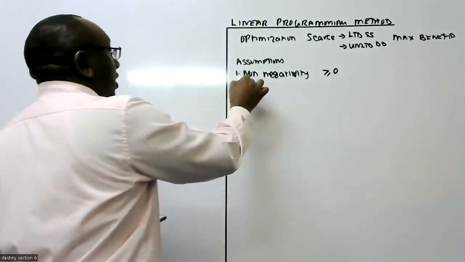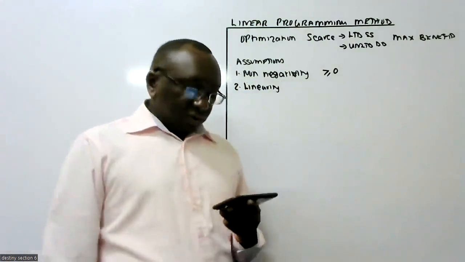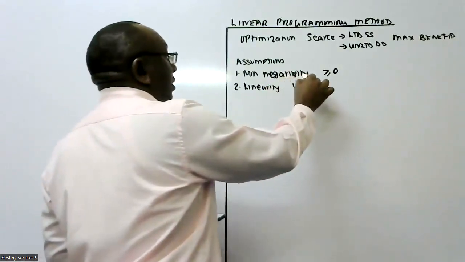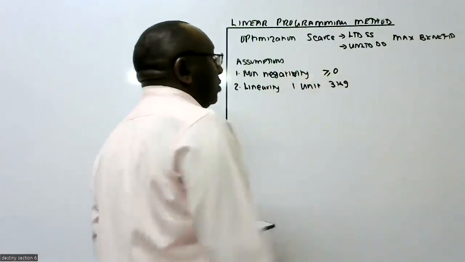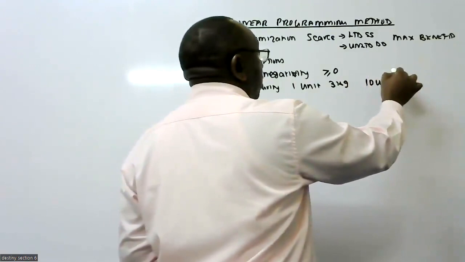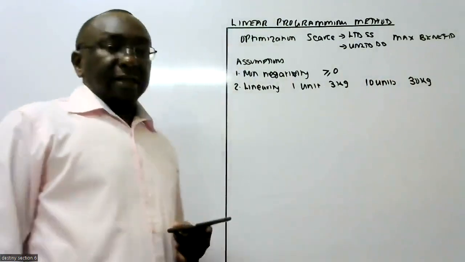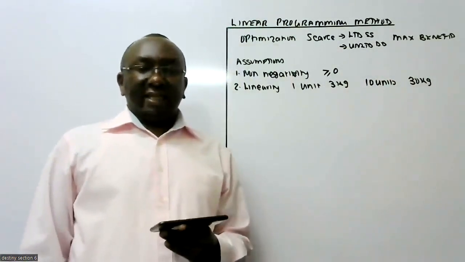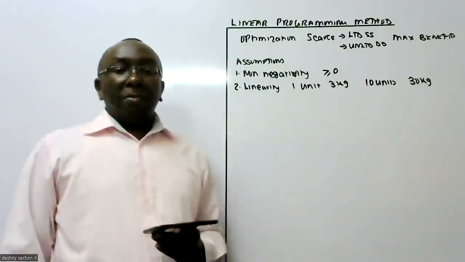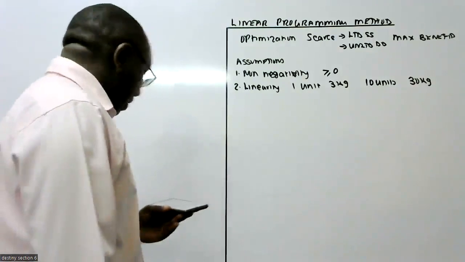Number 2 is called linearity. Linearity implies that the values change in a direct proportion. For example, if 1 unit is using 3 kilos, then it means that 10 units will use 30 kilograms. That's called linearity. Some people prefer to call it proportionality. They change in a direct proportion. And this is the assumption that when we start to draw, will be giving us straight lines. It is the one that will make us have straight lines.